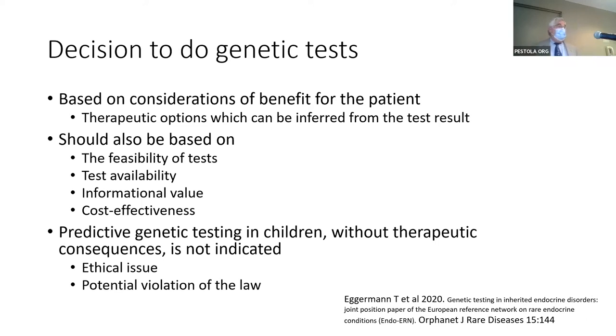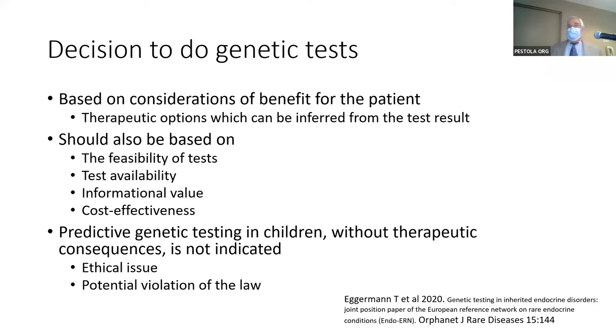Test availability. I've got one I'm going round and round on. The test is available, but not in network for their insurance. And it's only available in a panel. It's not available as a single gene anywhere in North America. Yeah. What's the informational value? How much does it change your management today, tomorrow, into the future? Think of that one before you order.